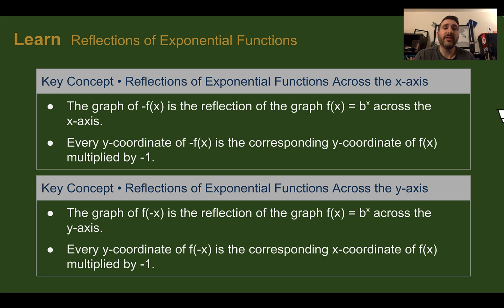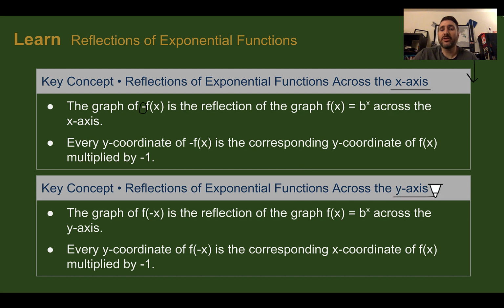Our key concept then is reflections across the x-axis or reflections across the y-axis. In exponential functions, reflections are very common to see. For a reflection, all you are doing is really multiplying by a negative somewhere to make it the opposite. So in a reflection across the x-axis, reflecting down over the x-axis, you're going to see a negative out front of the function. What this means is every coordinate of f of x will now have the opposite y coordinate. So it will reflect it down.